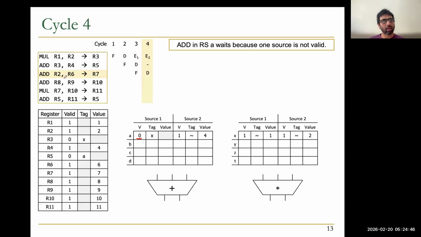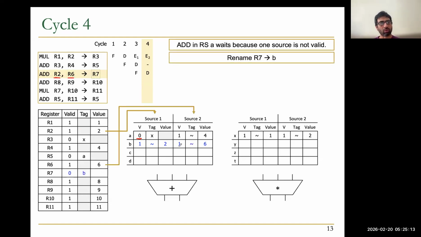The second add, or the third instruction, which is add, is decoded. Now again, we need to do the same thing. So first we look at source R2 and move the information into the empty reservation station for the adder, right? So R2 is valid and its value is also available. That's fine. Then we look at the next, R6, and we need to move its information also. So we get 1 and 6. So it is also valid. It means that both of the operands are available.